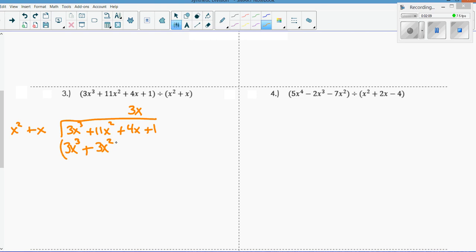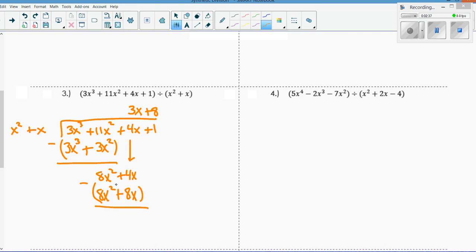Remember, I want to take this whole thing and I want to subtract. Make sure you're throwing in parentheses. My first terms cancel, so that's good. 11x squared minus 3x squared is 8x squared. I bring down my positive 4x. And then in order to get an 8x squared, I just need to have an 8 here, which gives me 8x squared plus 8x. Show that I'm subtracting this whole thing.